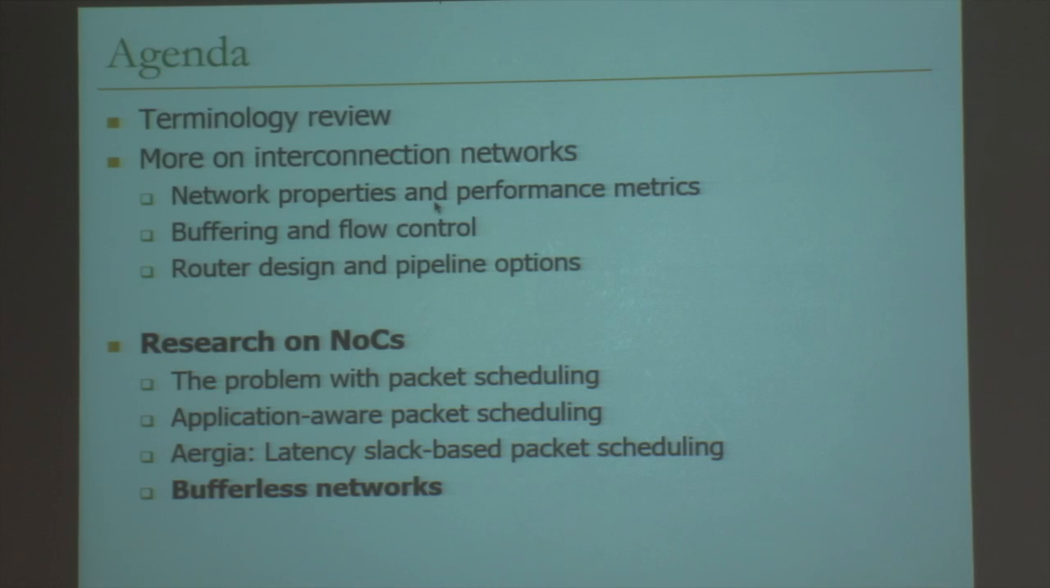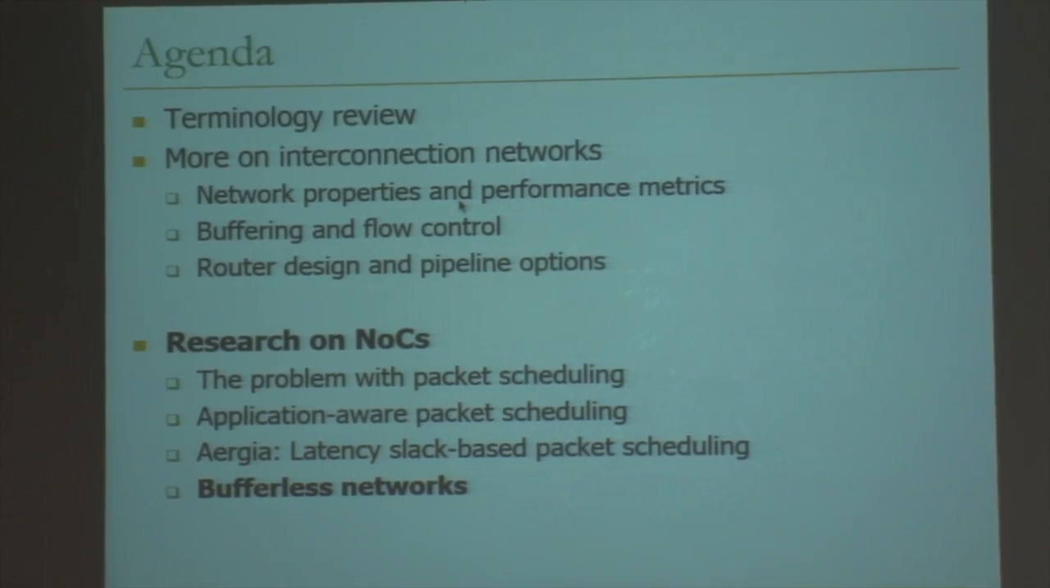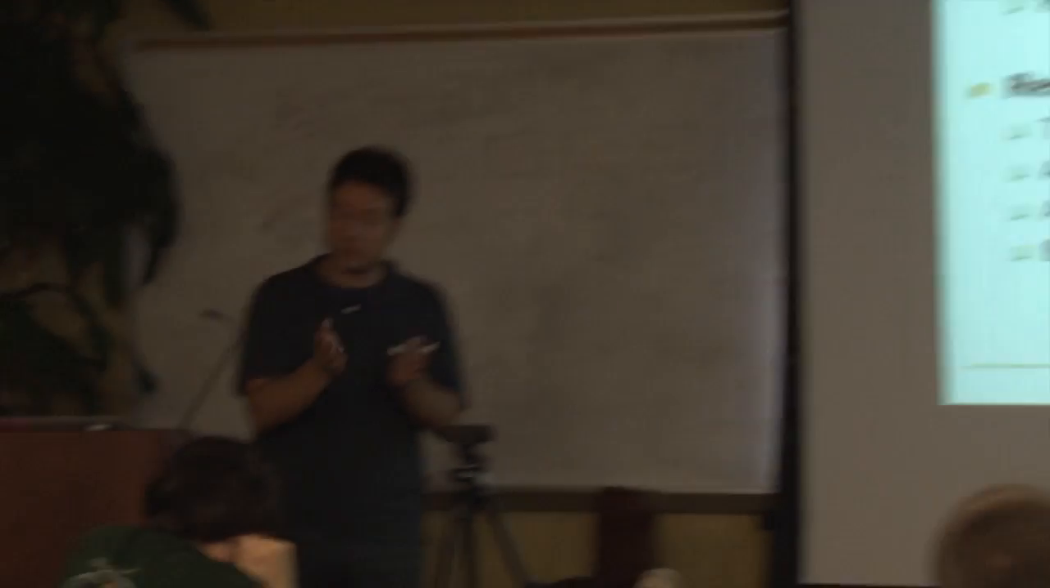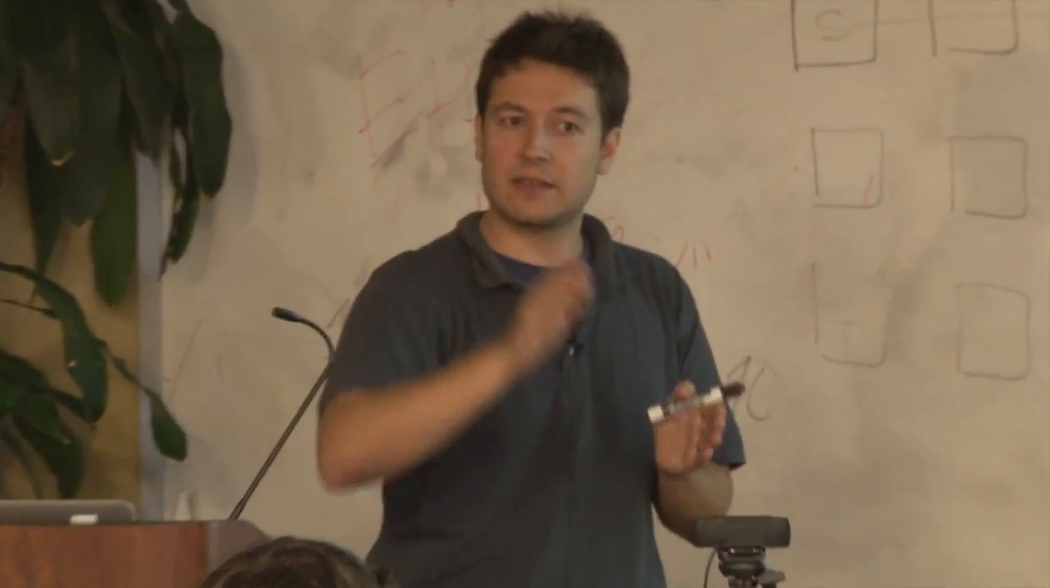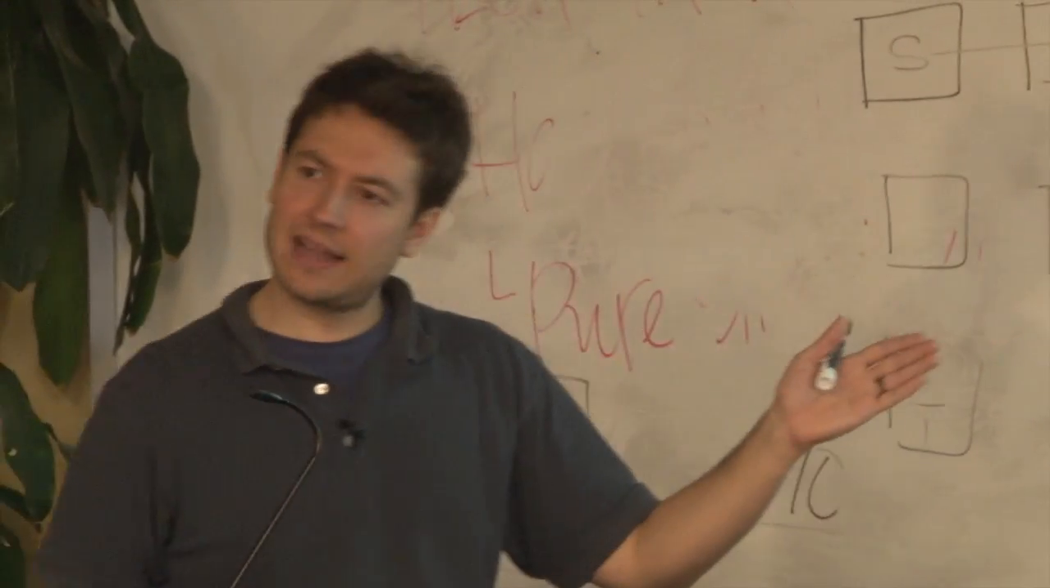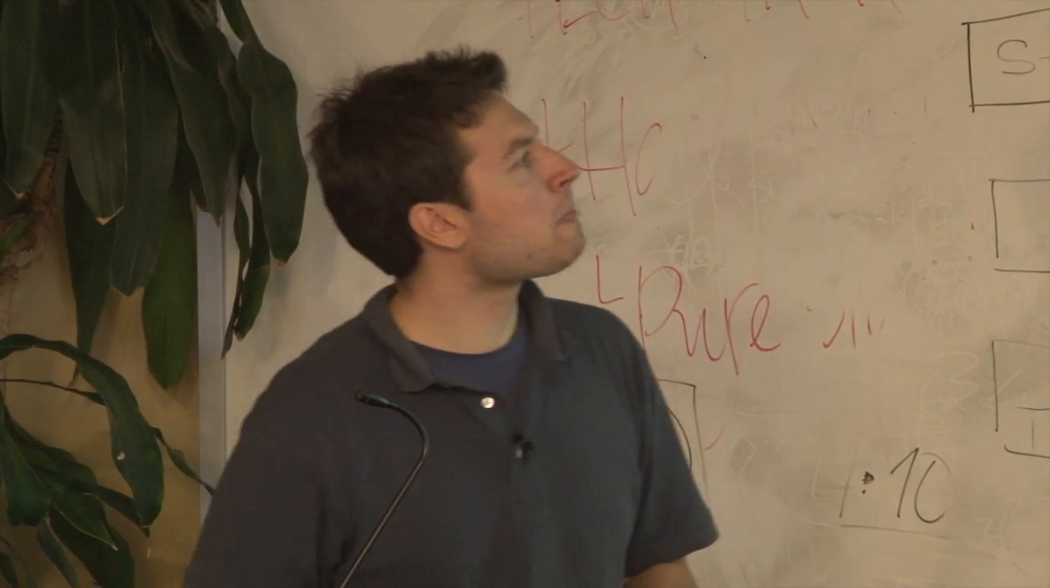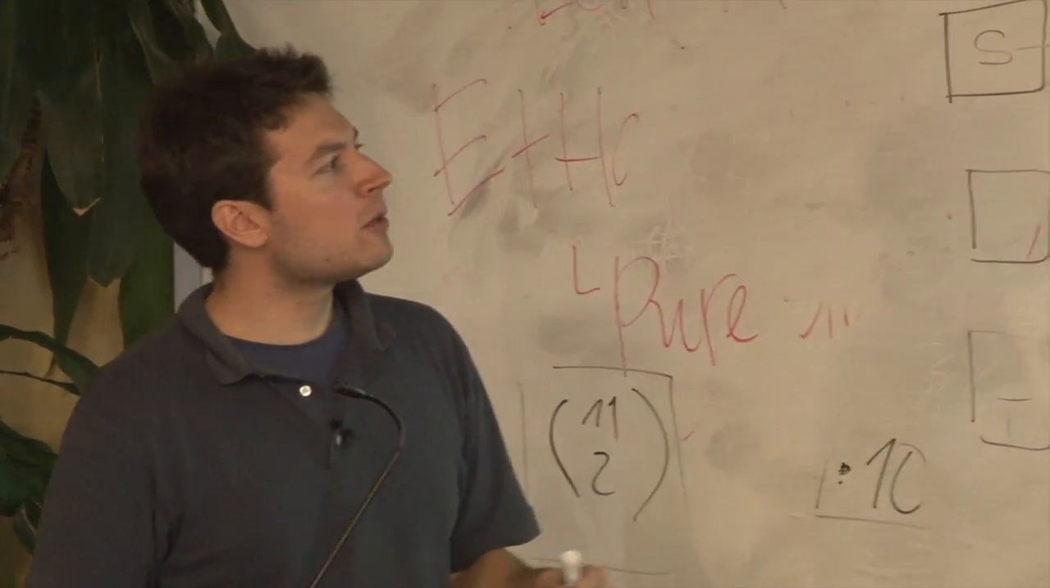So bufferless networks is, when we were saying before, what do you do when you have conflicts? You have two packets trying to use the same link. One of the options was to misroute the packet to some other destination. And that's exactly what bufferless does. So this is from the original presentation.